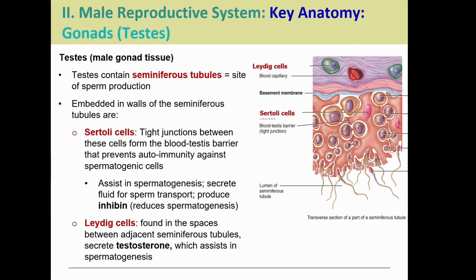The Leydig cells, right, are the ones like these guys up here. These guys are the ones found between the seminiferous tubules, and they're going to produce testosterone. And that's also going to assist with spermatogenesis. It's going to help promote that.